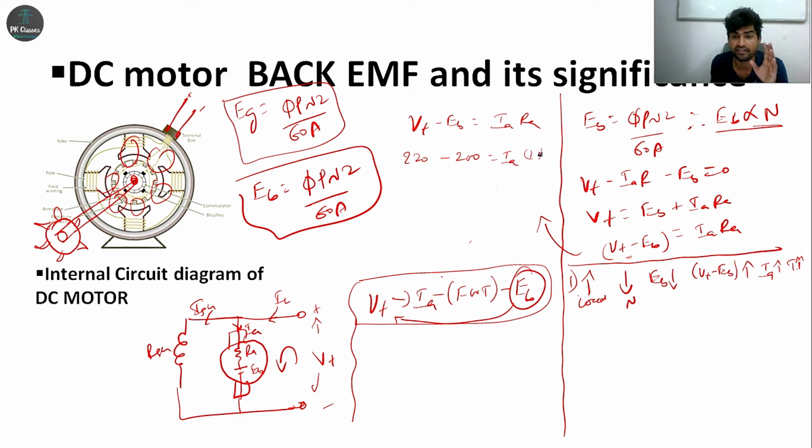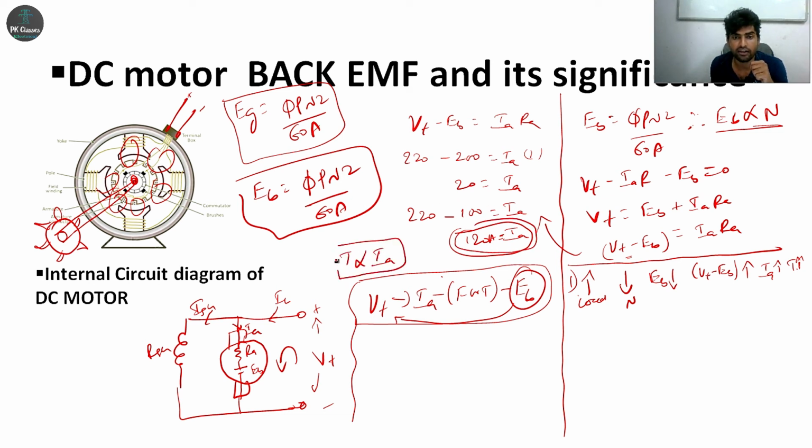RA is a constant, and we usually get less than 3 or less than 1, so I'll take 1 as a standard value. So IA is how much? 20. If EB decreases to 100, 220 minus 100, IA is 120 amps. See here, EB decreases to 100 and armature current increases to 120 amps. Torque is directly proportional to IA for a motor. So when current increases, torque also increases. When speed decreases, EB decreases, armature current increases, and torque also increases.